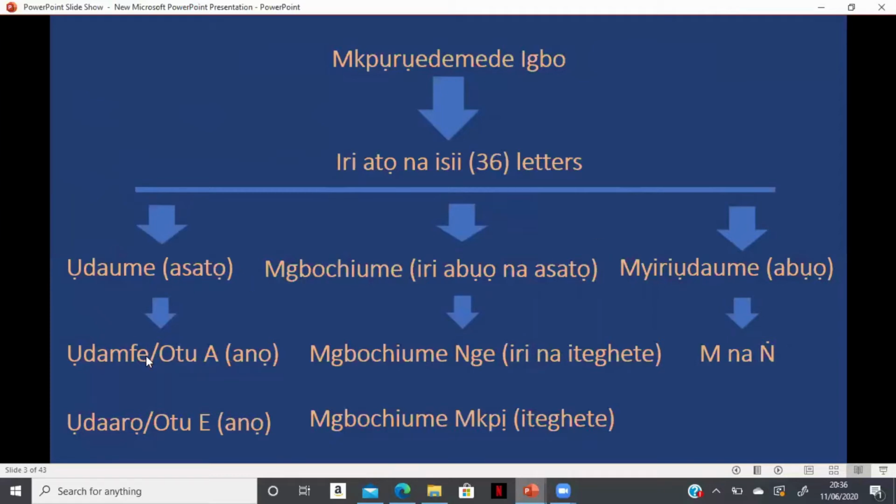And it tells you that Odaume, which is the vowel, is subdivided into two, the simple vowel and the heavy vowel. Under the consonant, it tells you that it is also subdivided into two, the double consonant and single consonant. And under the semi-vowel, it tells you that we only have two semi-vowels, which is me and ni.